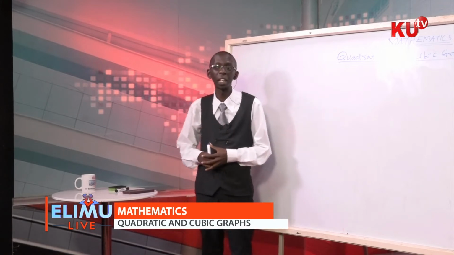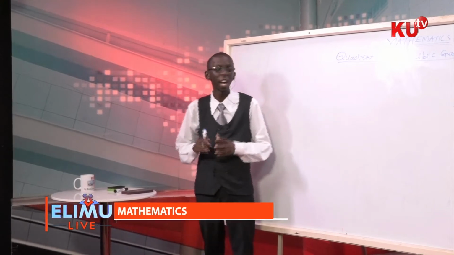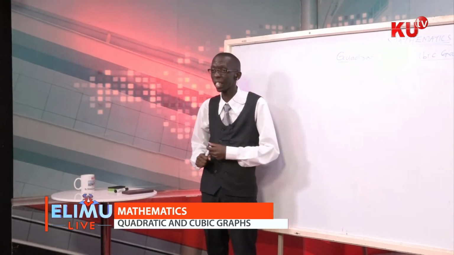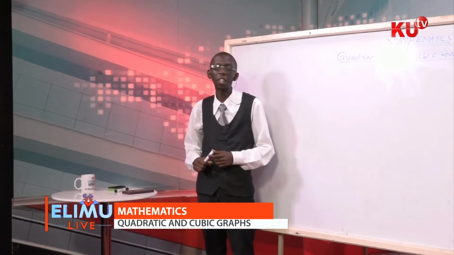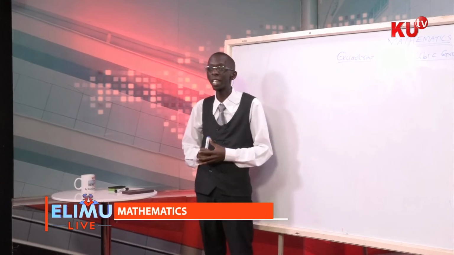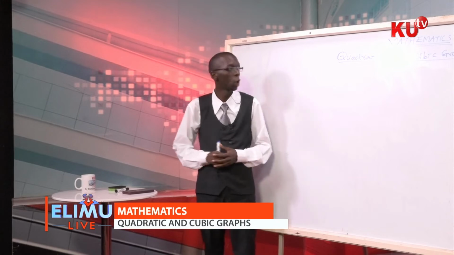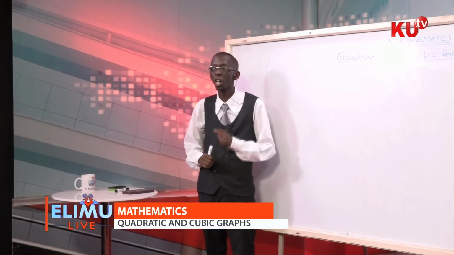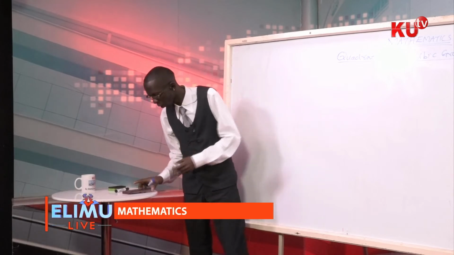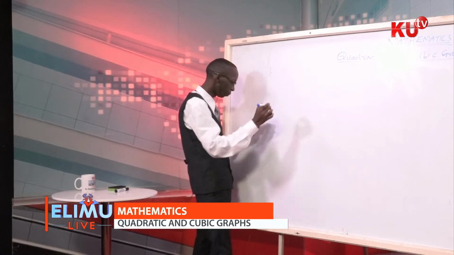So we are going to do several examples on the quadratic and cubic graphs. Quadratic graphs begins with x squared, while cubic graphs begins with x cubed. I believe that you have your graph book there at home, your pencil, and also your ruler. So let us have an example of how a question on quadratic and cubic graphs is asked.